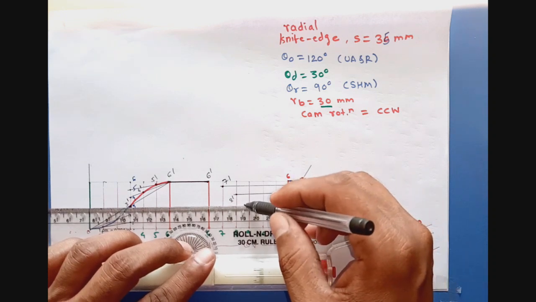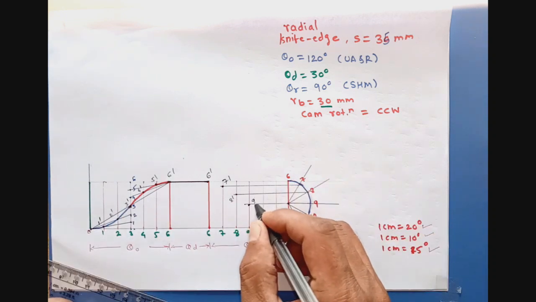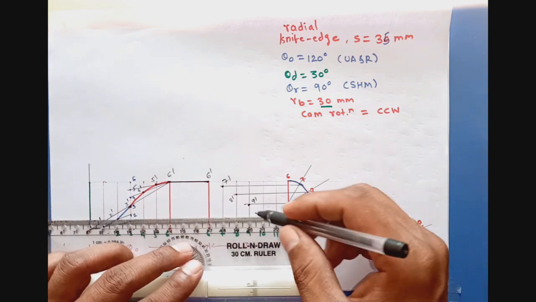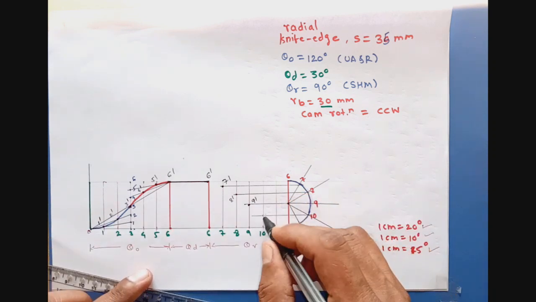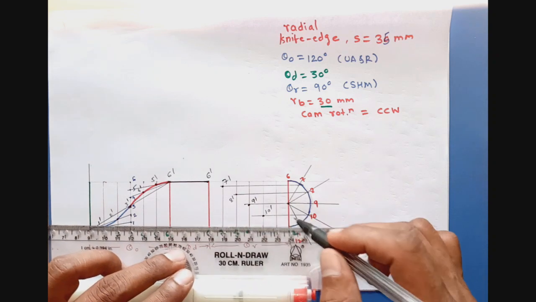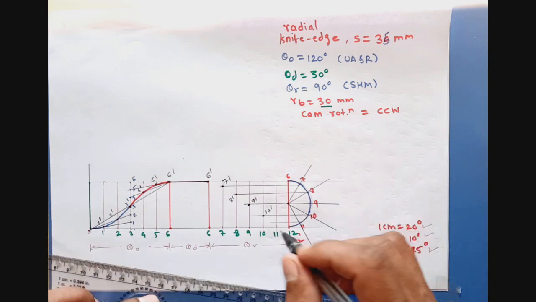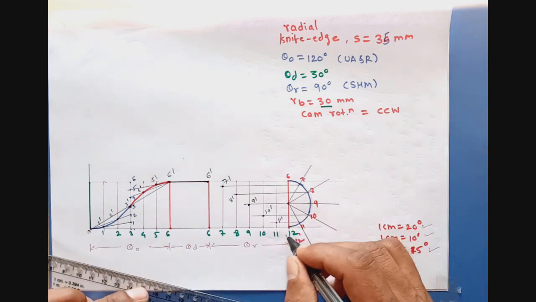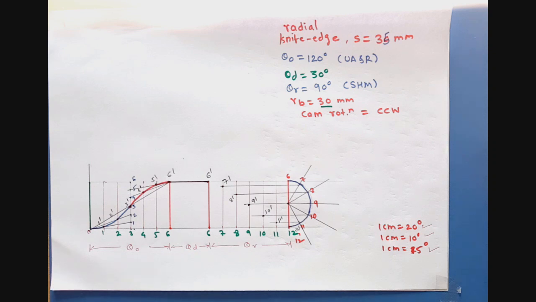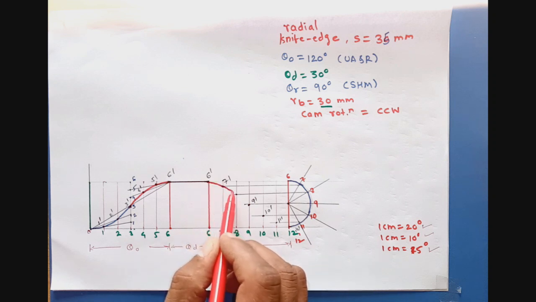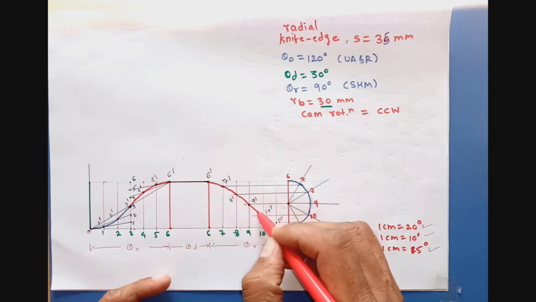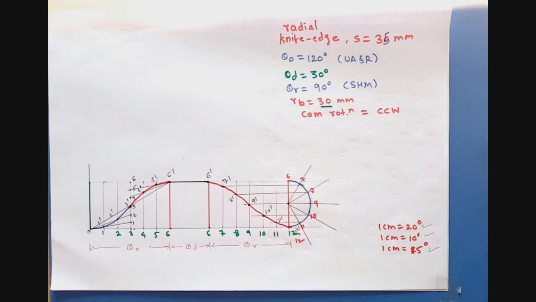Similarly 9 to 9 dash, 10 to 10 dash, 11 will intersect 11 at 11 dash, and 12 at 12 dash. Now let us draw a smooth freehand curve passing through these intersecting points. This is the displacement diagram of the follower during return stroke when the follower is returning with simple harmonic motion. Now from this displacement diagram we will draw the cam profile.